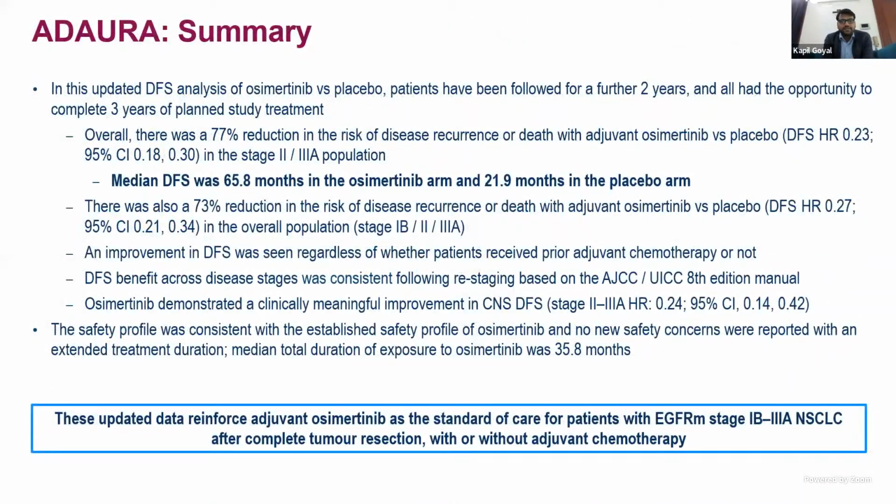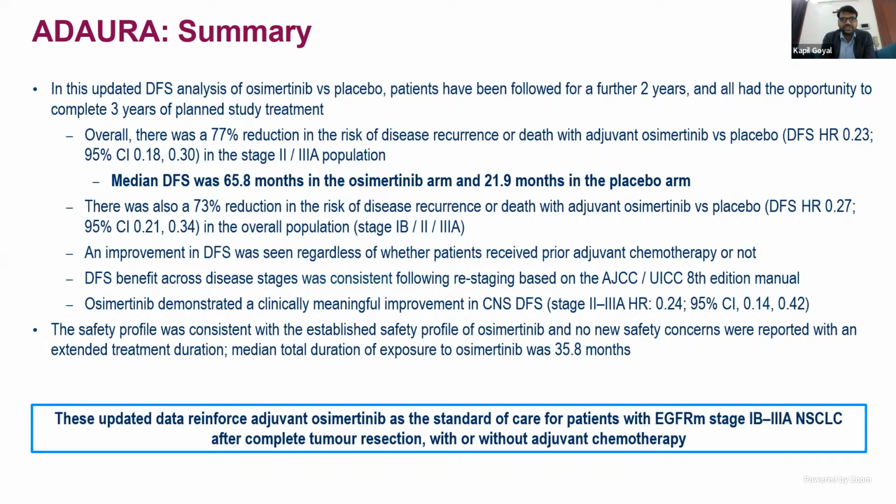in this updated DFS analysis of osimertinib versus placebo, patients have been followed for a further 2 years and all had the opportunity to complete 3 years of planned study treatment. Overall, there was a 77% reduction in the risk of disease recurrence or death with adjuvant osimertinib versus placebo, with a DFS hazard ratio of 0.23 in the stage 2 to 3A population. Median DFS was 66 months in the osimertinib arm versus only 22 months in the placebo arm. There was also a 73% reduction in the risk of disease recurrence or death with adjuvant osimertinib versus placebo.